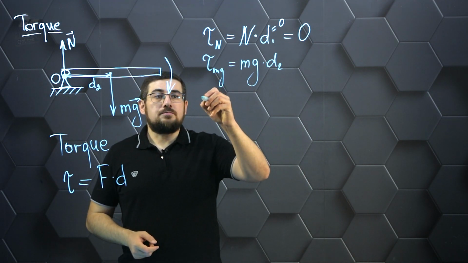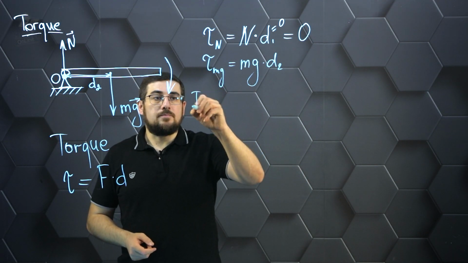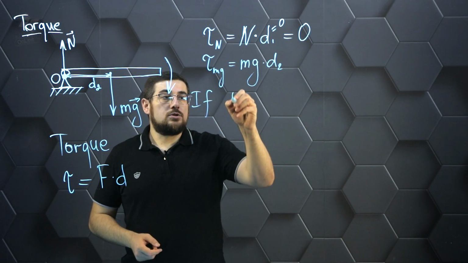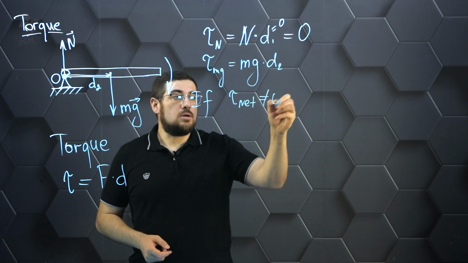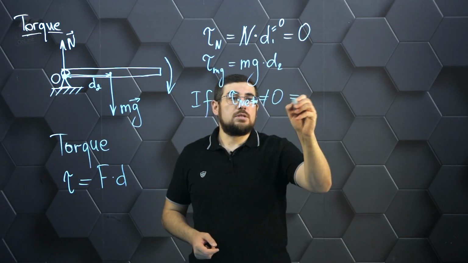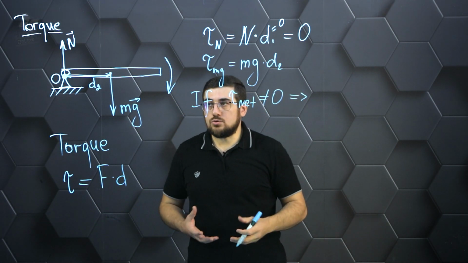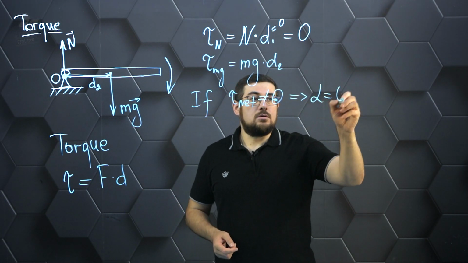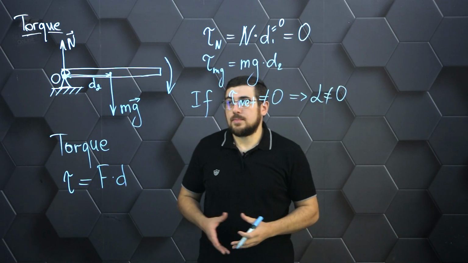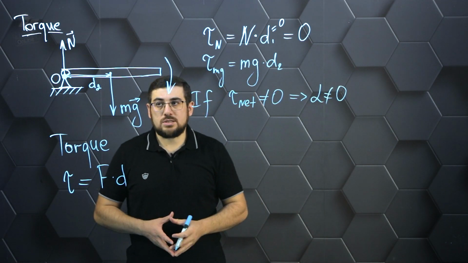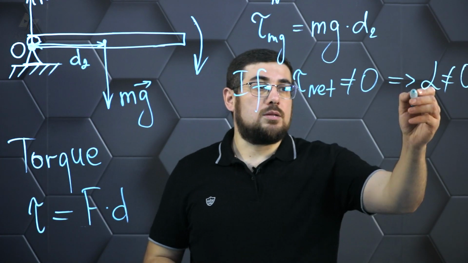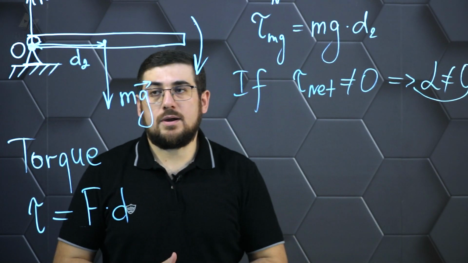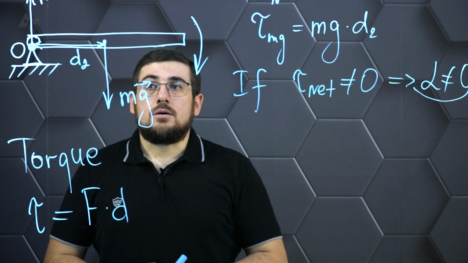So it turns out that if the resultant moment is not 0, then there's a certain acceleration which is also not equal to 0, i.e. there is a motion with a certain acceleration. In this case, we are talking about angular acceleration. Let me remind you that we denote angular acceleration by the letter alpha.